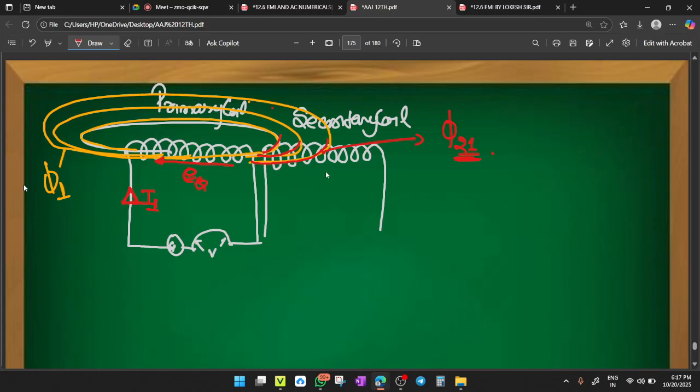But here one more EMF is developed along with the primary coil. This is called mutually induced EMF. Clear or not? So if you place a galvanometer here, the coil of the galvanometer will also deflect. So this process is called mutual induction. Clear or not clear? Yes, this is called mutual induction. Mutual means along with the neighbor, with the neighbor.